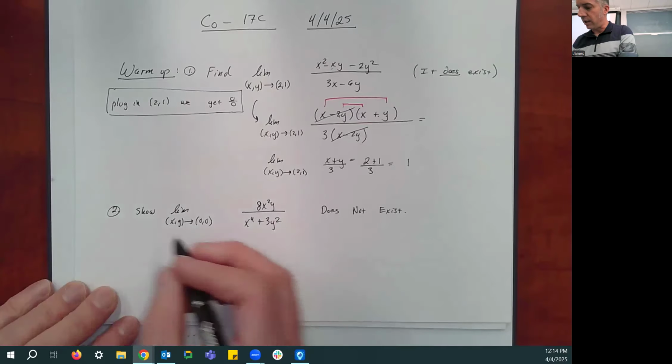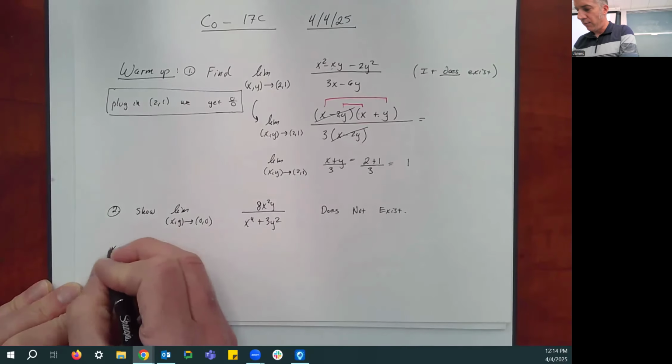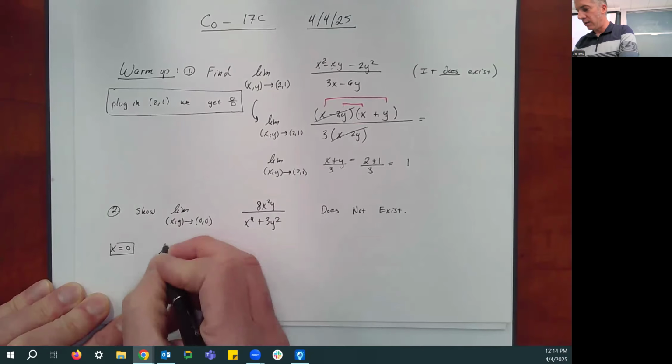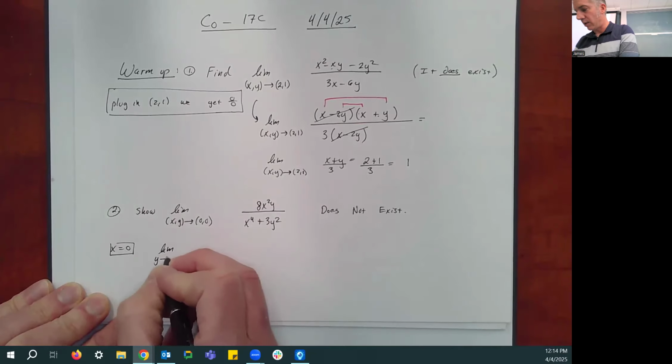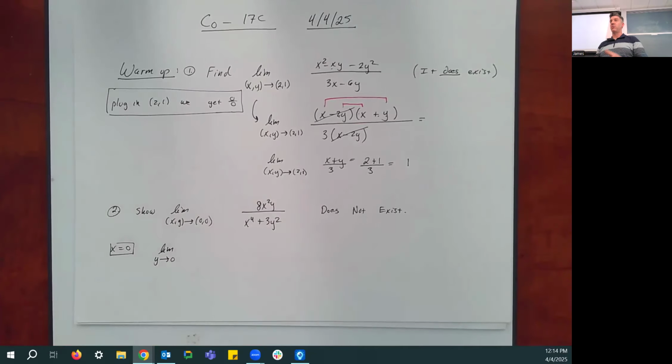So if we try setting x equal to 0, we're going to get the limit as y approaches 0. I'm not writing the x anymore because we're saying x is equal to 0. So now we're only concerned with y getting closer and closer to 0. That's why I don't write the x there.